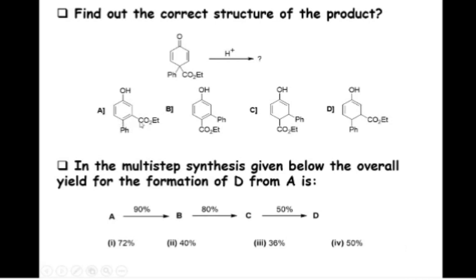In the A option, see over here, migration of the carboethoxy group towards this carbocation. And in the B option, migration of the phenyl ring towards this carbocation. Formation of the carbocation takes place over here, and if that carbocation is attached to the phenyl ring, it can be stabilized by that phenyl group. Phenyl group is a highly electron donating species. Stabilization of that carbocation takes place by the phenyl group. That's why migration of the carboethoxy group takes place rather than migration of the phenyl ring.